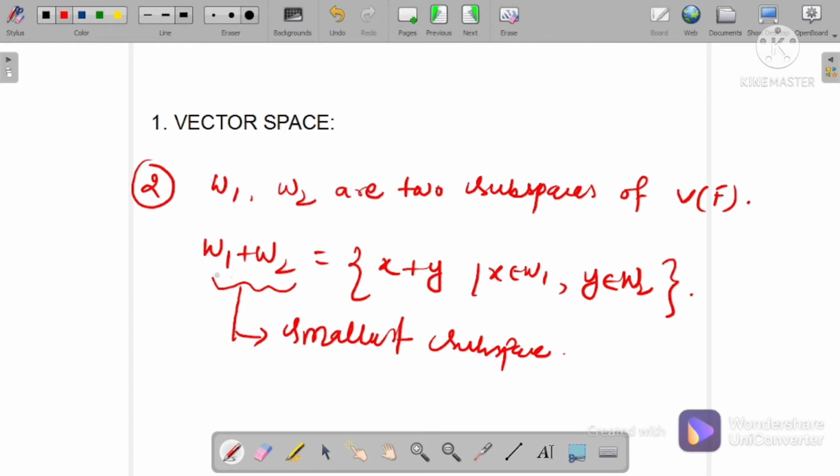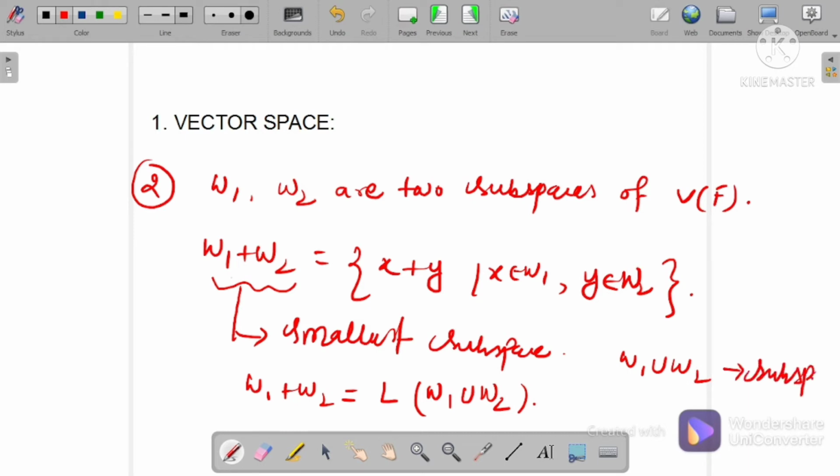And this W1 plus W2 is spanned by W1 union W2. See, the union of two subspaces need not be a subspace. W1 union W2 is a subspace if and only if one is contained in the other. That means if and only if W1 is contained in W2 or W2 is contained in W1.